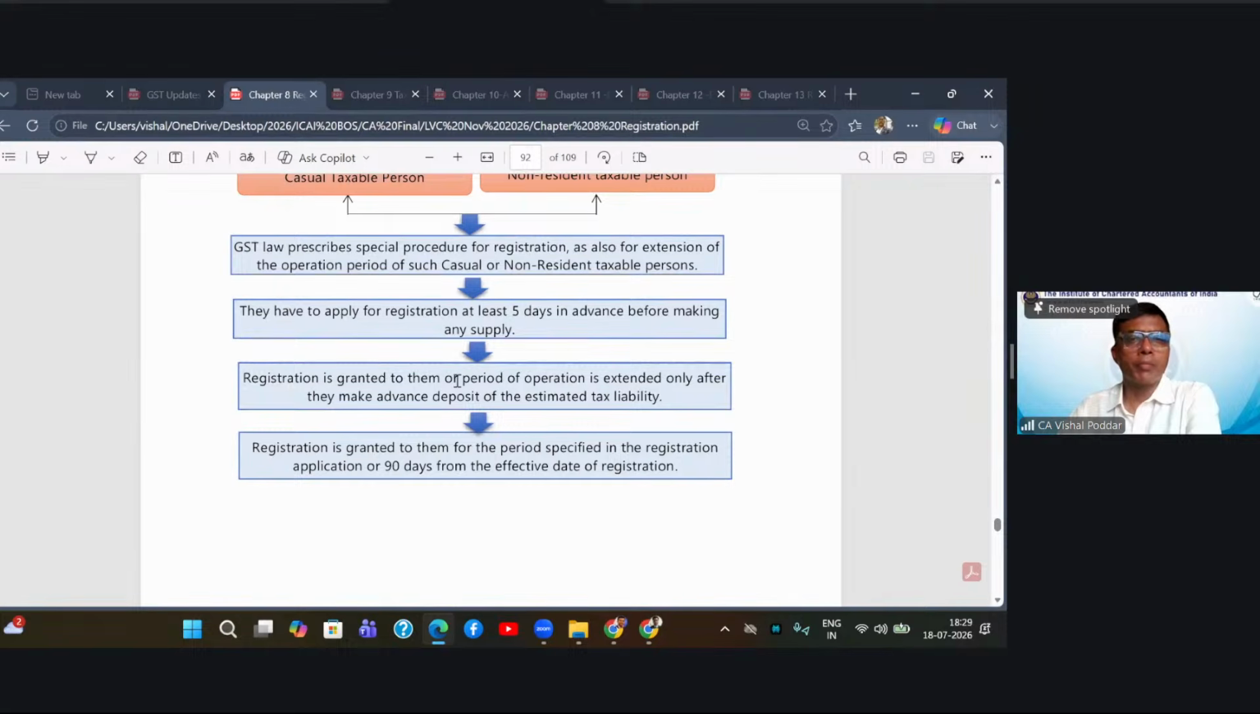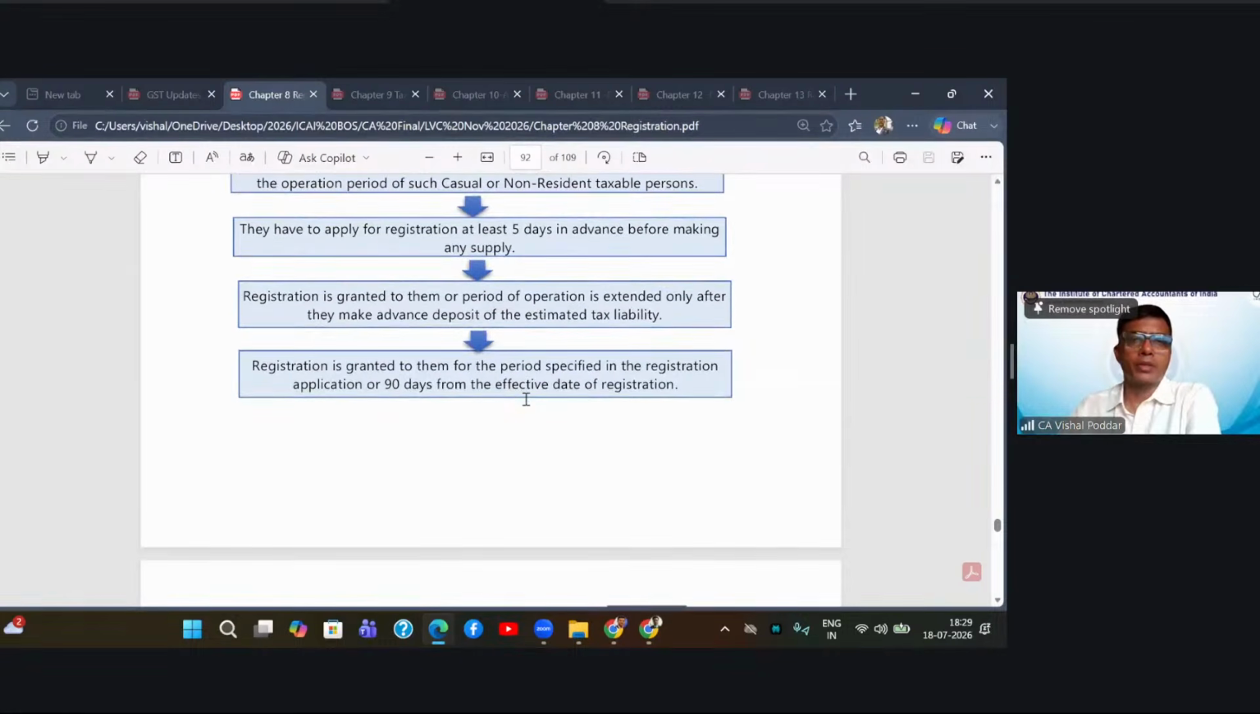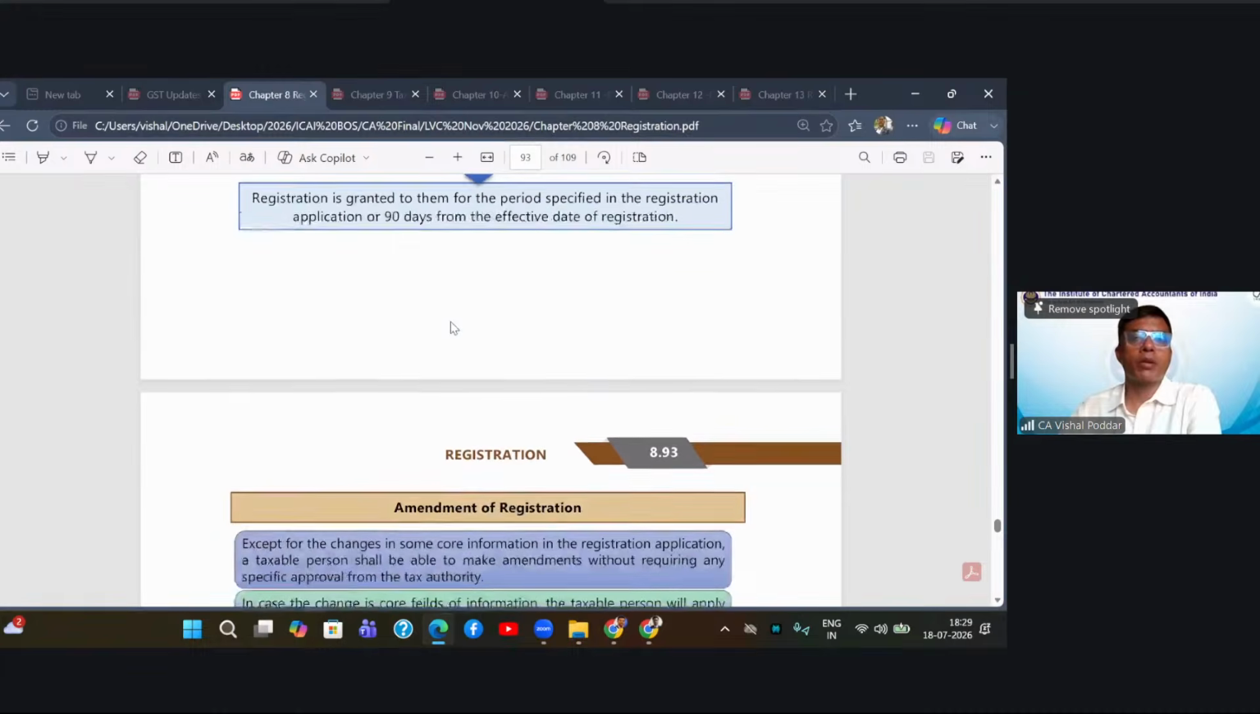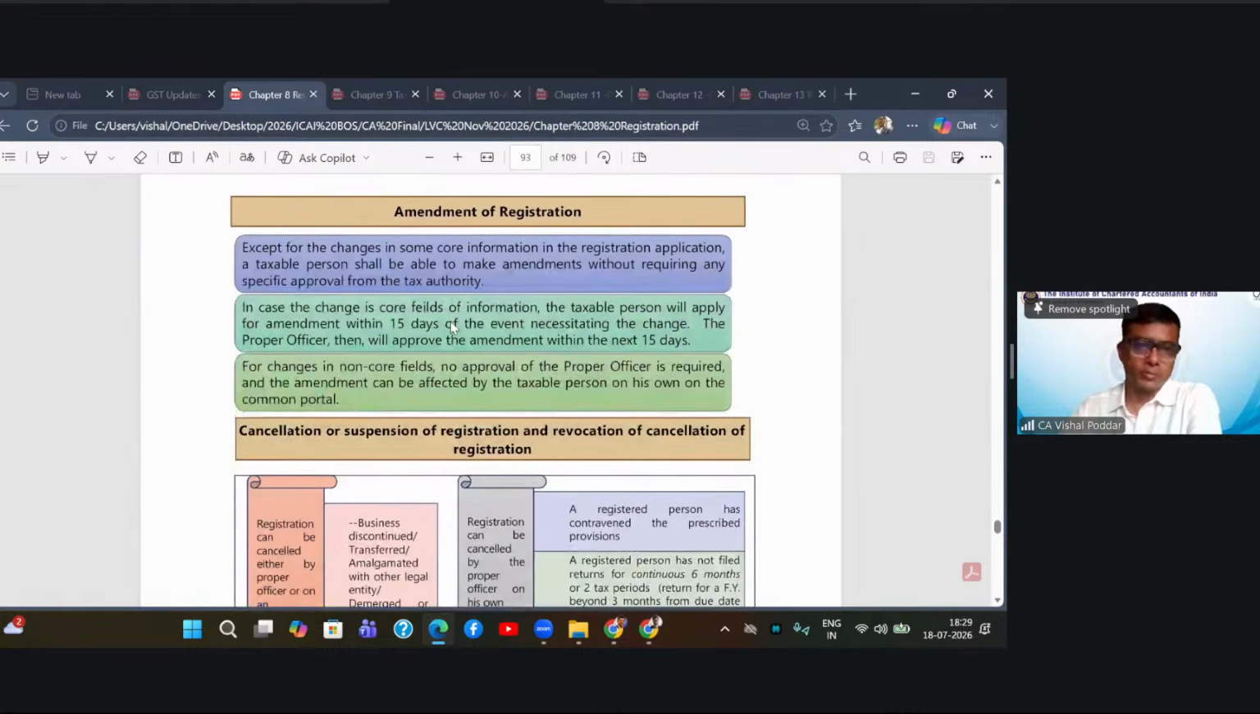Registration is granted to them only for the period which has been specified in the registration, and it may be extended only after making payment of advance deposit, that is the advance tax liability. Then registration is granted to them for the specified period which you have specified, like 7 days, which can be maximum 90 days from the effective date of registration.